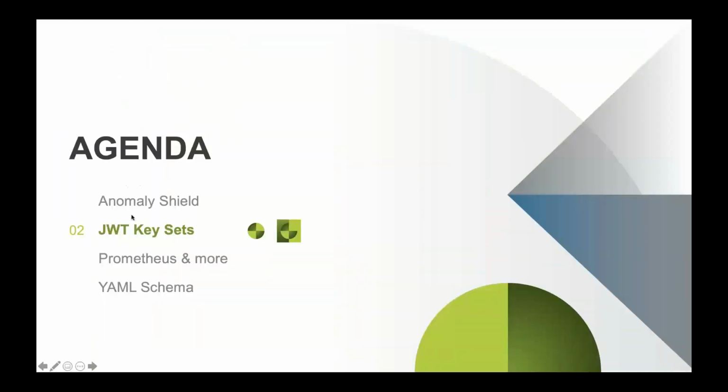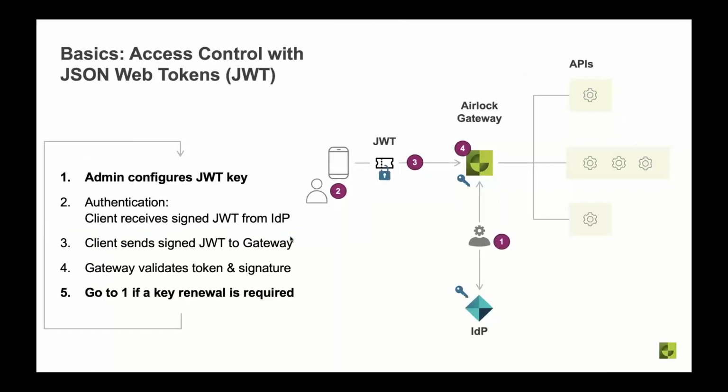Okay, so I'd like to go to the next feature. It's the JWT, JSON Web Token Key Sets. And as you see already from the symbols, it's available on the gateway and on the microgateway. Of course, configuration is different. So what's this all about?